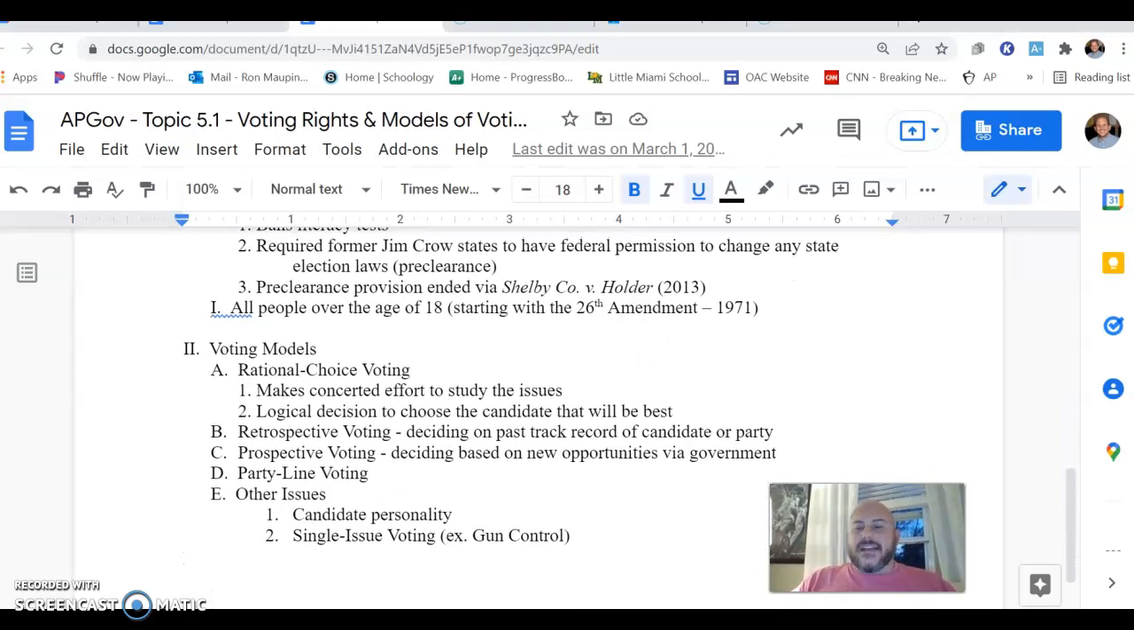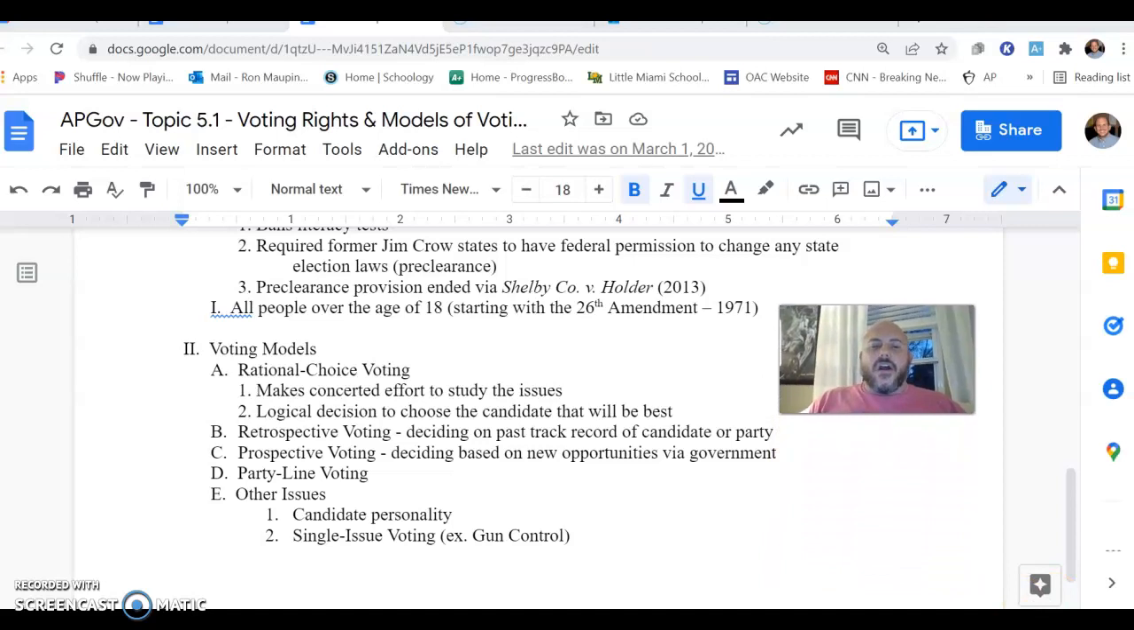All right, so stepping away from the history of suffrage rights in America, let's now take a look at some voting behaviors. What we're going to be taking a look at here are models for how we vote. And that's going to be very important. It kind of gets into some of the psychology of how we go about voting and what is an impact.